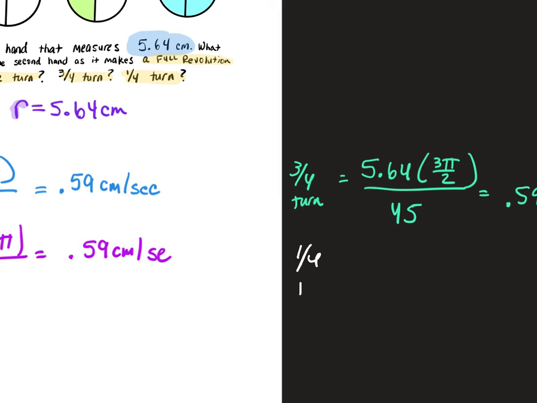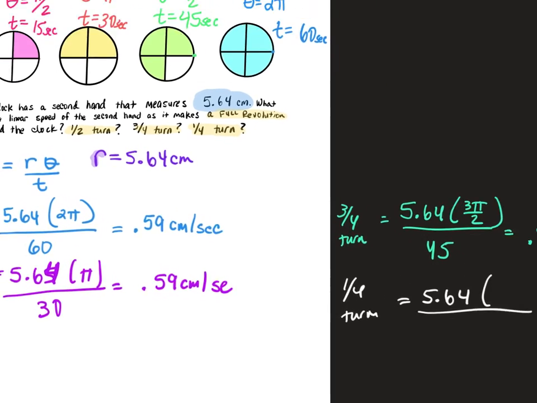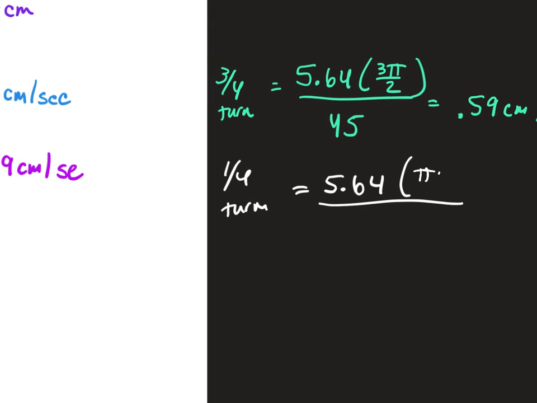So for a 1/4 turn around our clock, again, my radius stays the same, 5.64. What is the central angle? What's the theta I use for a 1/4 turn, guys? Pi over 2, great. And how much time elapses in a 1/4 turn? 15 seconds. So let's do that in our calculator. 5.64 times pi divided by 2 divided by 15. What'd you guys get?